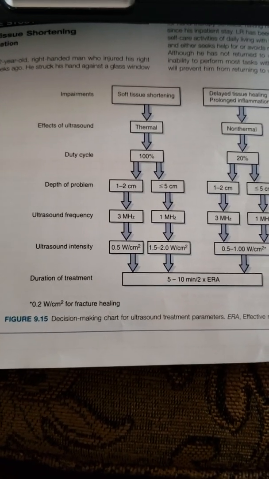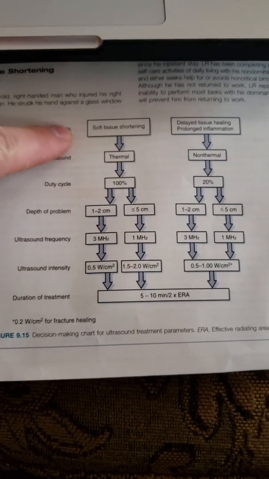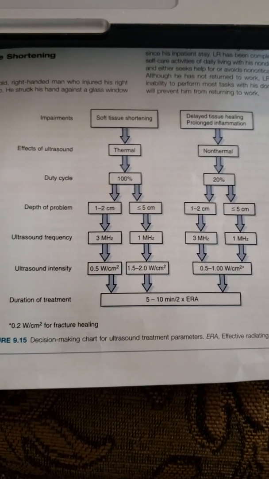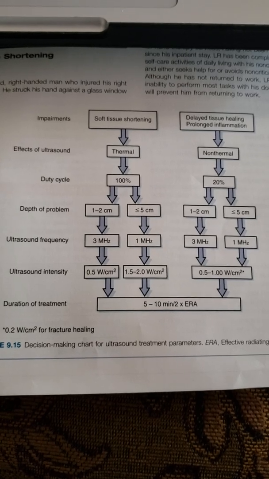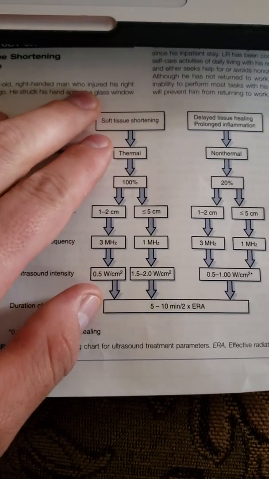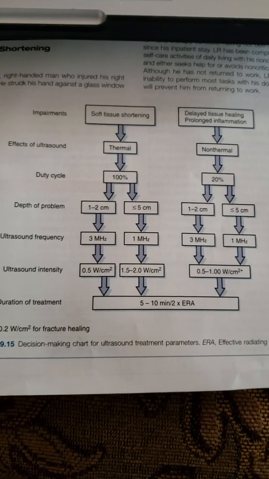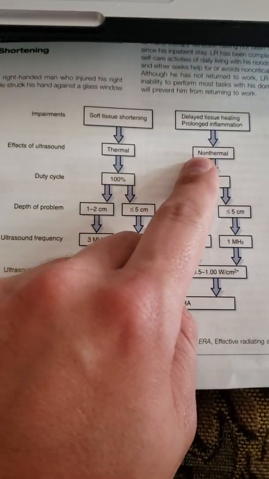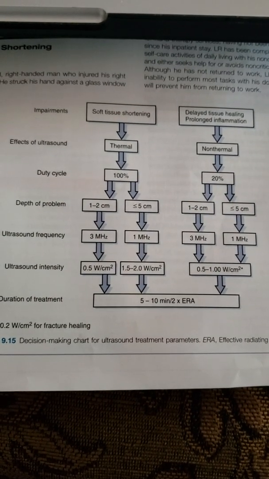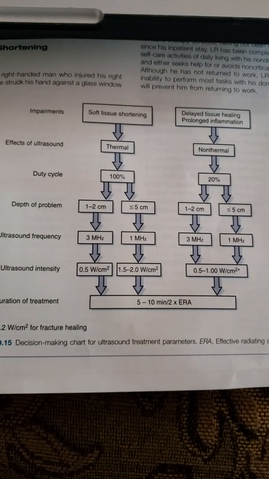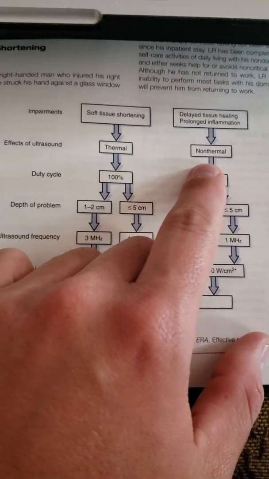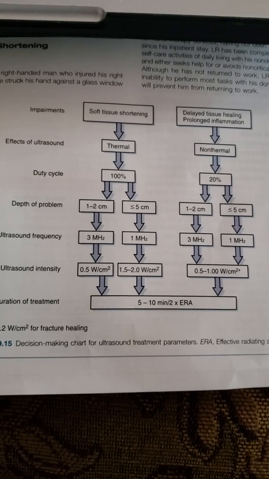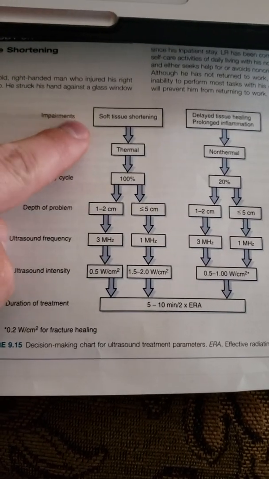The first thing we're going to do is start from the top of the chart and work our way down. The first thing we want to consider is, what are our treatment goals when we're trying to apply ultrasound? Is it soft tissue shortening, or is it delayed tissue healing, prolonged inflammation? This non-thermal side is talking about the acute phase of healing, and so that's when we're going to be using this non-thermal component. If you're wanting an increase in temperature, a thermal effect, we're going to be on this side of the chart.